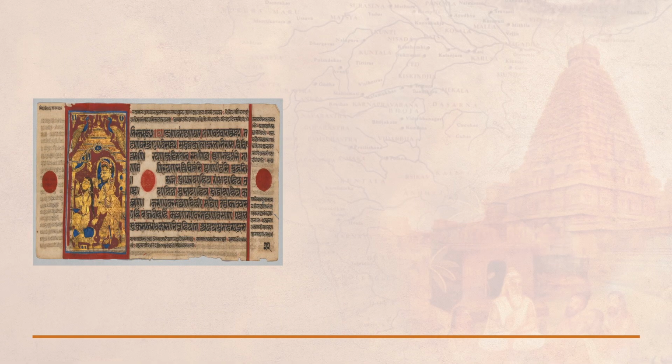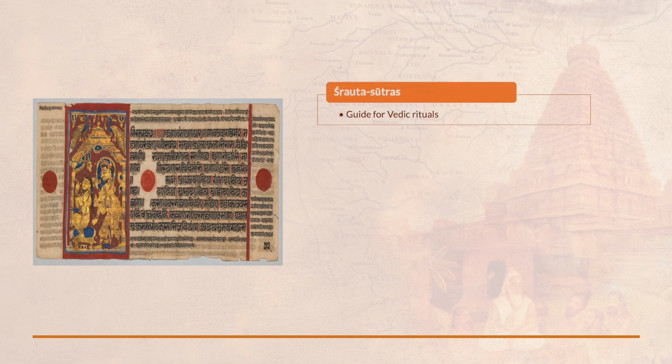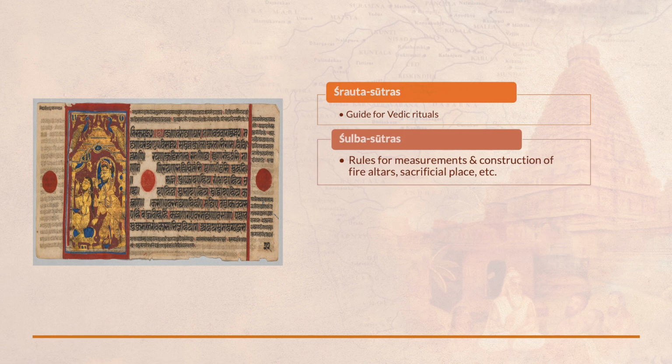So Kalpa Sutras broadly have four categories. Let me show it to you pictorially. The first one in this group is Shrauta Sutras. Basically, it has a set of instructions and serves as a guide for Vedic rituals. Then you have Sulba Sutras.